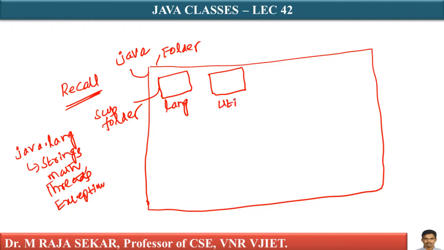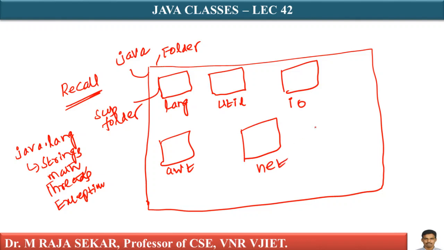Let it be util. This is one more subfolder. In a similar manner, I have one more subfolder, io. I have one more subfolder, awt. I have another subfolder, net. I have another subfolder, applet. Not only these, it has many more subfolders. To illustrate, I am just keeping these names. How can I write them? java.lang, java.util, java.io, java.awt, java.net, java.applet.